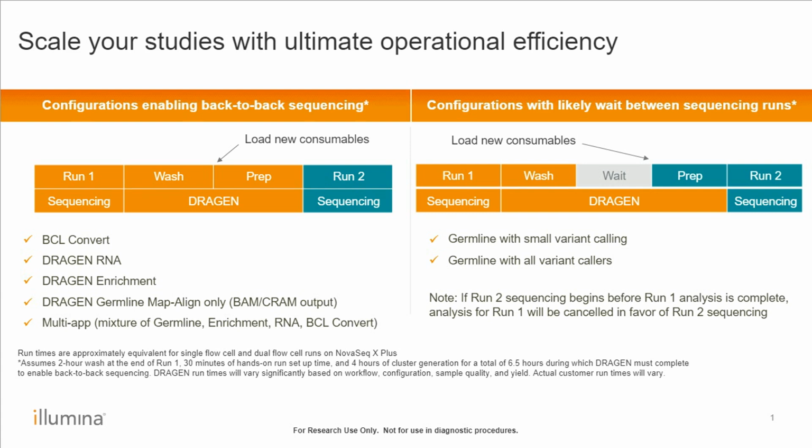On the left, we have highlighted the analysis pipelines that can be completed within the wash and prep time, enabling that back-to-back sequencing. These include BCL Convert, DRAGON RNA, DRAGON enrichment, DRAGON germline with MapAlign, etc. And on the right-hand side, you will see that there are a few pipelines that are computationally very intensive, like DRAGON germline with small variant calling and DRAGON germline with all variant callers enabled. And these require additional wait time between the runs. However, they are still really efficient analysis.